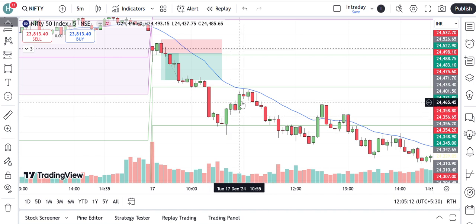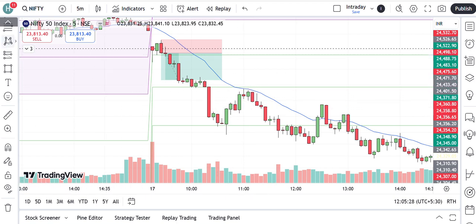a 20 MA retracement. This is a 20 MA retracement. This is a small body. If not this, at least this one. You should go short here. Above the pivot is your stop loss, not above the 20 MA.